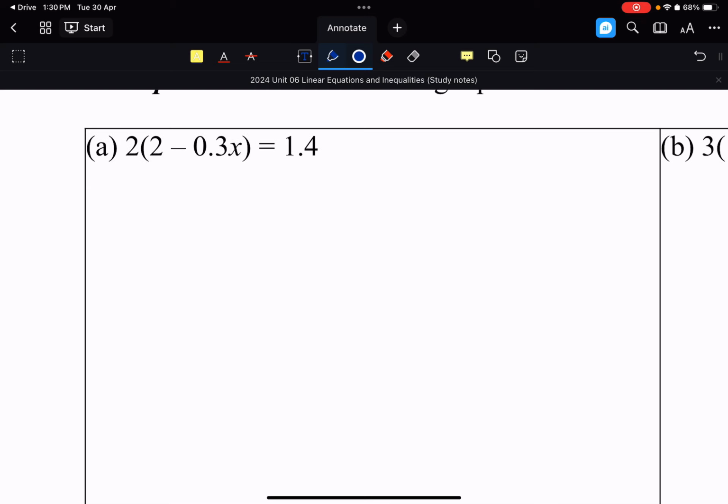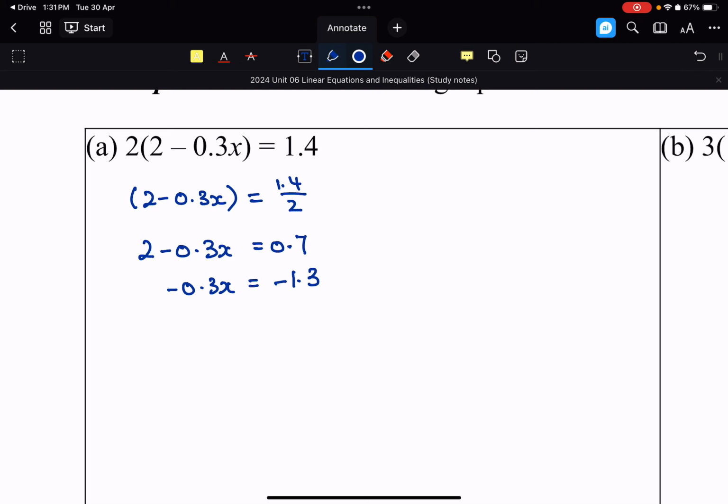We can say that 2 minus 0.3x is going to be equal to 1.4 over 2. That means 2 minus 0.3x is equal to 0.7. So negative 0.3x is equal to 0.7 minus 2. That will give us negative 1.3. So x equals negative 1.3 over negative 0.3. X equals 4 and 1/3.